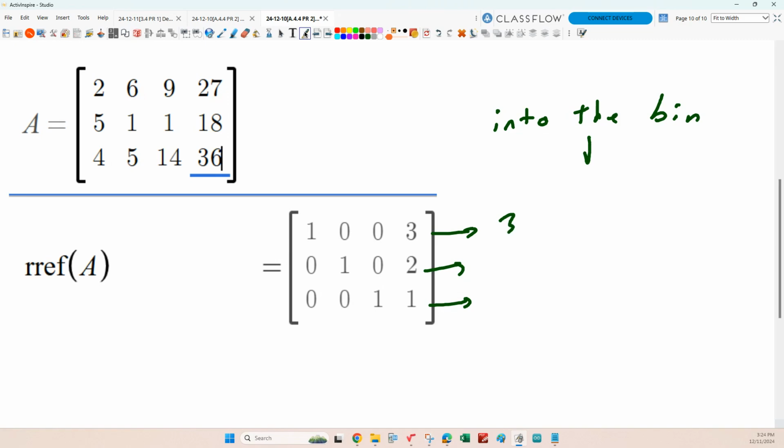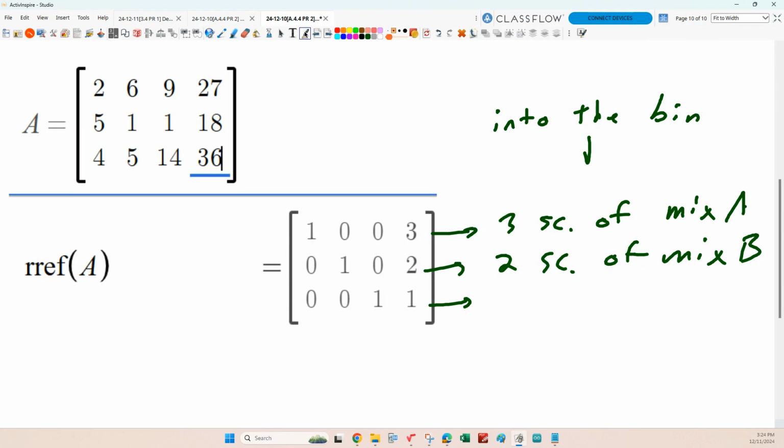We're going to do 3 scoops of mix A, 2 scoops of mix B, and 1 scoop of mix C. What if I wanted to make more than just that many? That's only going to add up to 6 scoops. What could I do? You just double. I could just double it or triple it or whatever, right? I could make as much as I needed to, but that's the ratio I need to mix it up and get the right nutritional content for my super rabbit.